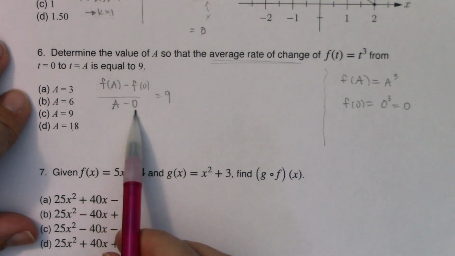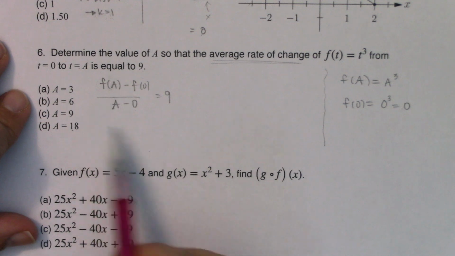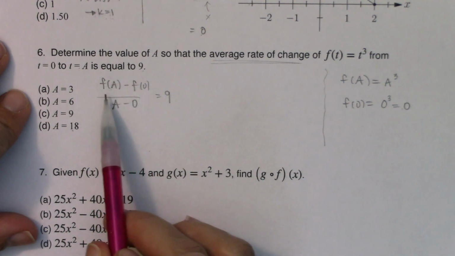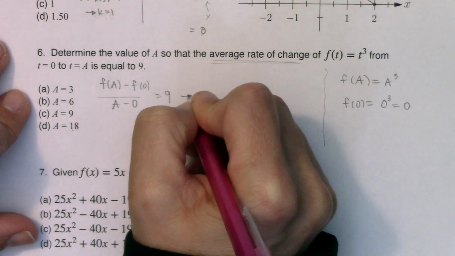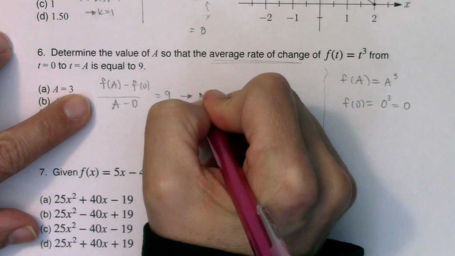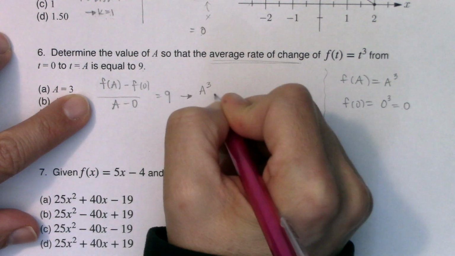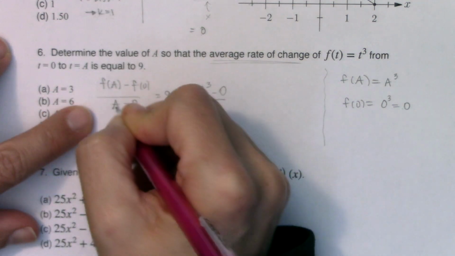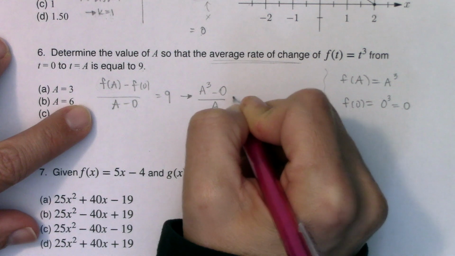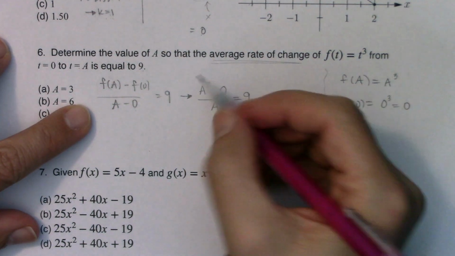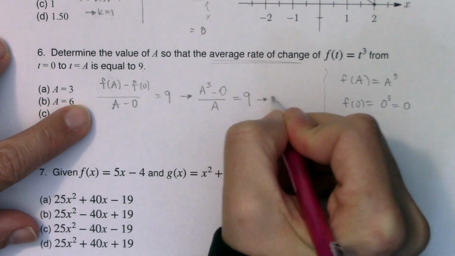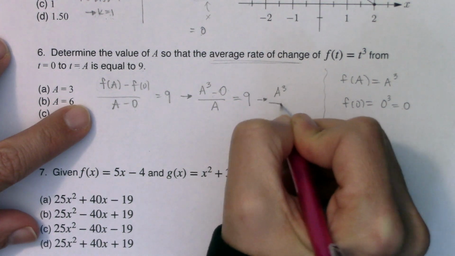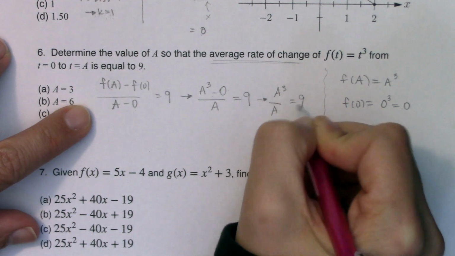I'm going to simplify this denominator to a minus 0. And then I'm going to solve whatever this equation is, right? I'm going to have some expression over here with a, and I know it's equal to 9. So let's see what this simplifies to. All right, f of a is a cubed, f of 0 is 0, a minus 0 is a, that's equal to 9. But we also know a cubed minus 0 is a cubed. So let's keep simplifying. I know a cubed over a is equal to 9.